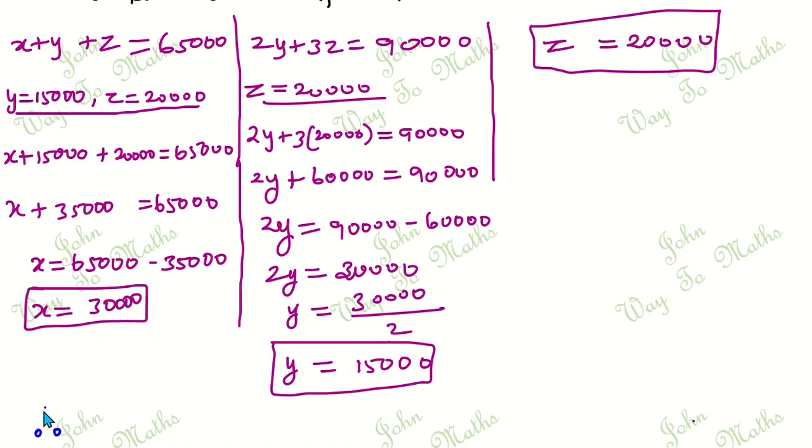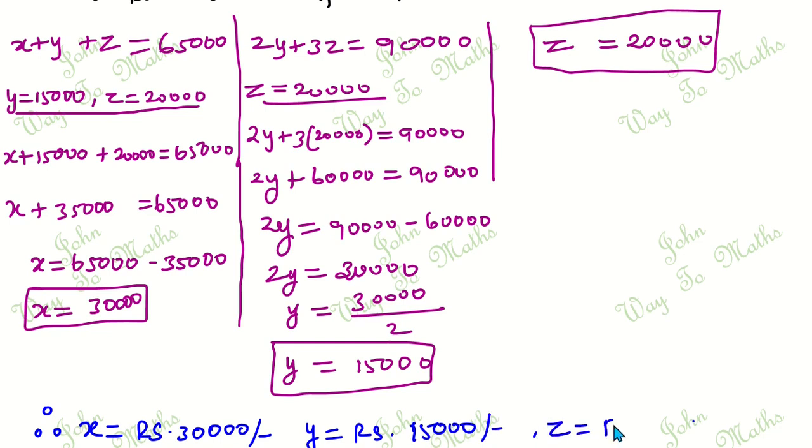Therefore bond x is equal to rupees 30,000. Then bond y is equal to rupees 15,000. Then z is equal to rupees 20,000 is the answer.